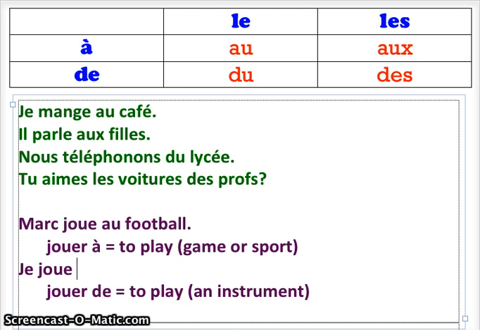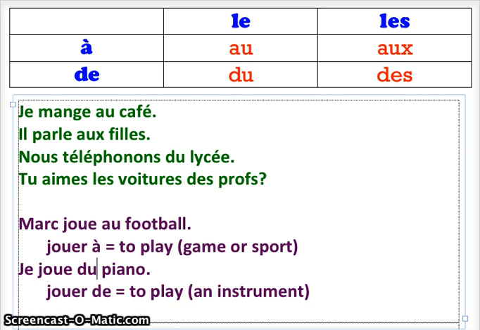But we can't do that in French because when you talk about playing an instrument, you have to use the preposition de. So I would have to say, je joue de le piano. And once again, we have a de and le next to each other. Can't have that. We've got to change those to du. So in French, I would say, je joue du piano. I play the piano.